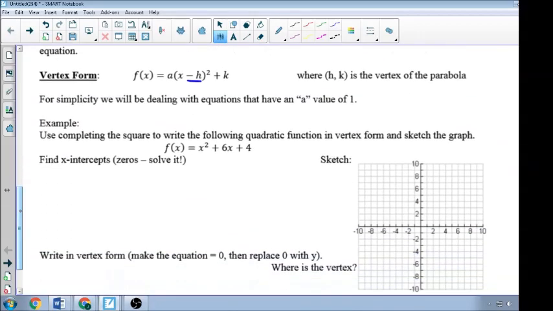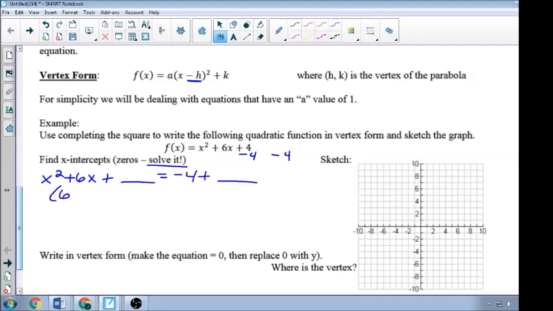Let's go ahead and just get right into this. I will show you where the vertex form comes from when we get there, okay? Using completing the square to write the following quadratic function in vertex form and sketch the graph. So what we want to do first is just solve it. We're going to do exactly the same thing we've been doing. So we're going to take x squared plus 6x plus blank equals. I'm going to have subtracted this 4 over, so it'll be negative 4 plus blank.